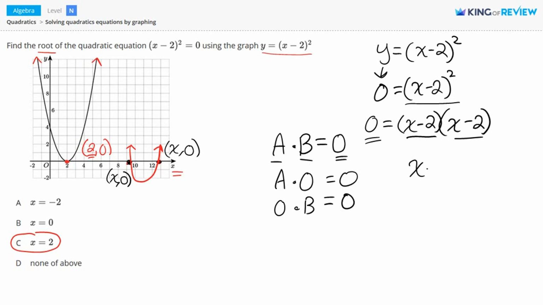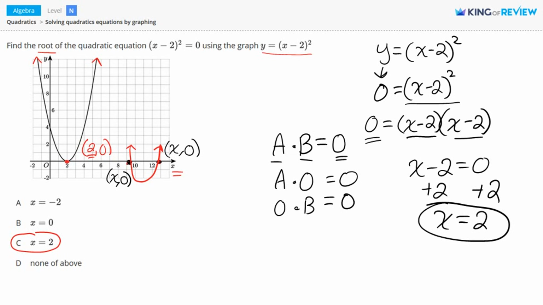So we have x - 2 = 0. I'm setting the term equal to 0. Now solve for x. If I add 2 on both sides, I get x = 2. So we know that the root of our function is at x = 2, which is right here.